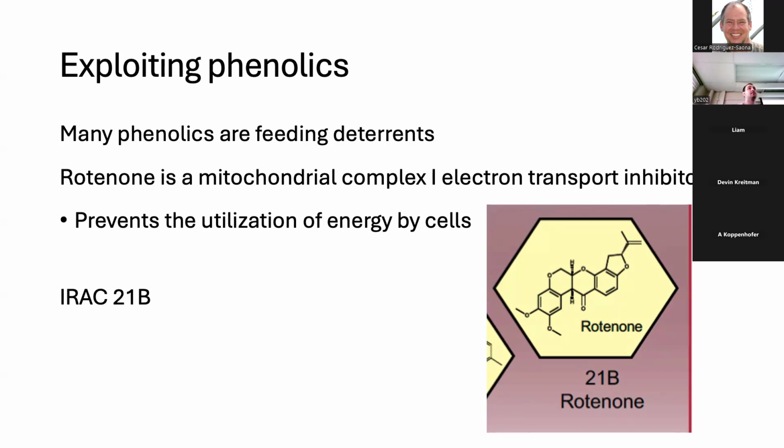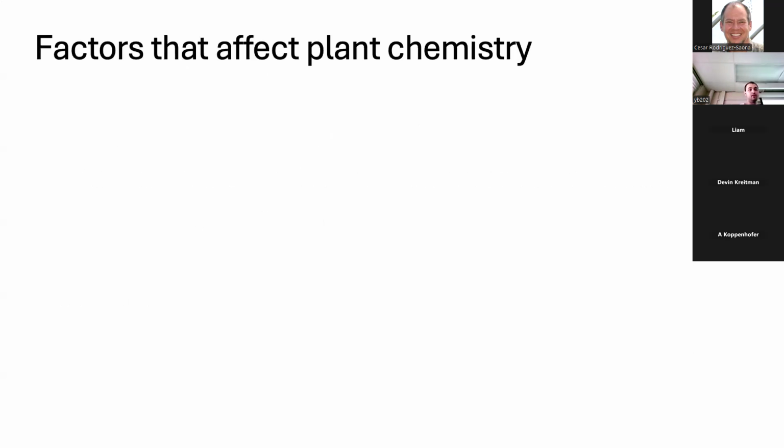But there's many phenolics out there and are used by the plant to kind of deter the insect from feeding. And so overall, there's many factors that could affect the chemistry of the plant. There's the location within the plant. These are all things that will be talked about in future lectures in this class that I'm proposing.